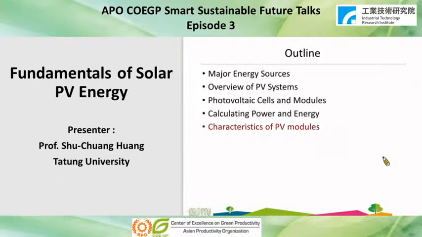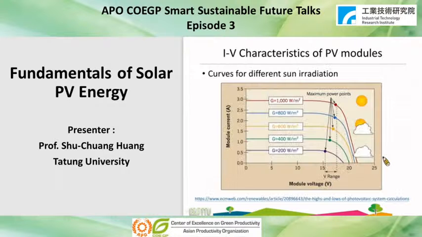Finally, in this session, we're going to check out the characteristic of PV modules. Here is a typical IV characteristic of a PV module. On a bright sunny day, the irradiance is about 1 kilowatt per meter square. But when it's cloudy, it can be as low as 100 watts per meter square. And this curve shows you the module current with respect to the voltage.